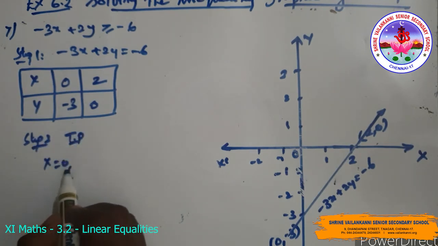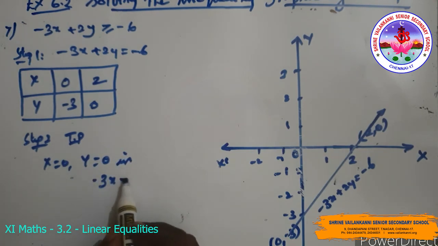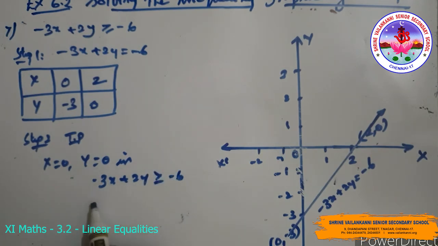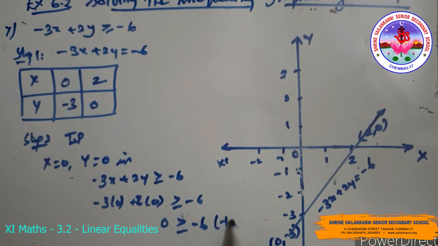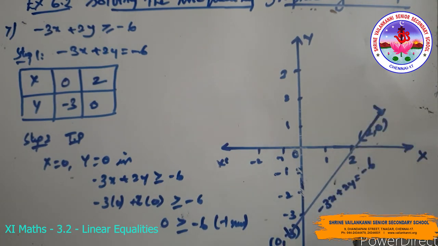Put x equal to 0 and y equal to 0 in the inequality minus 3x plus 2y greater than or equal to minus 6. That is minus 3 into 0 plus 2 into 0 is greater than or equal to minus 6. 0 is greater than or equal to minus 6. So is it true? Yes, it's true. When it is true, the region lies towards the origin. So we have to shade this part.